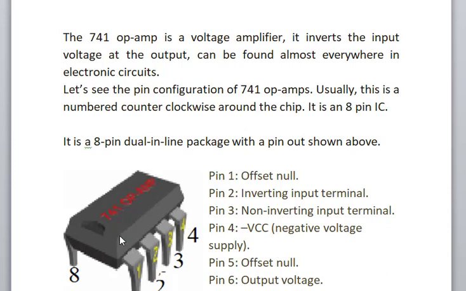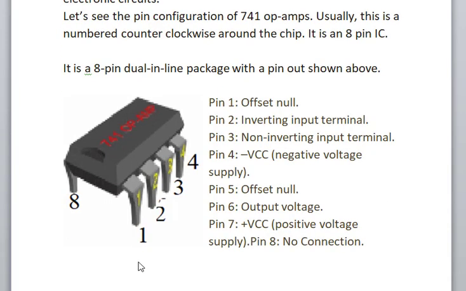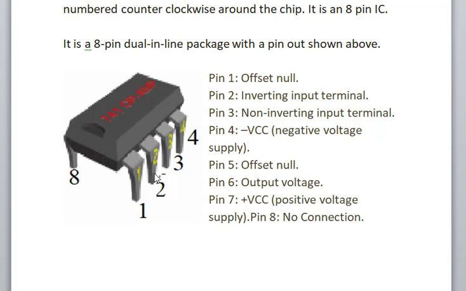Let us see the pin configuration of IC741. It is an operational amplifier, IC741. See here, it is the first pin, second, third, fourth, and then here 5, 6, 7, and 8. The first pin of the operational amplifier IC741 is the offset null pin. I will tell it later.